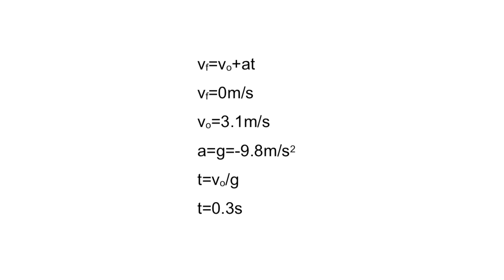The first kinematics equation will be used in this problem. Final velocity will be equal to 0 meters per second, initial velocity will be equal to 3.1 meters per second, and acceleration will be equal to gravity, which is equal to negative 9.8 meters per second squared. Through variable manipulation, we get that t is equal to v naught over g, which is 0.3 meters per second.